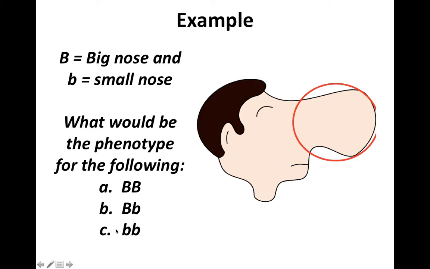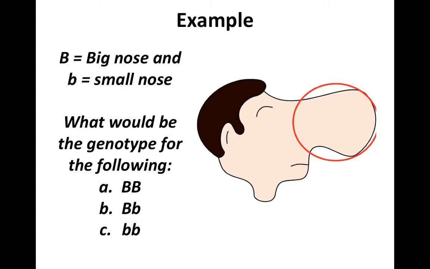Now C, two little b's right here. If I have two little b's, this is the only time that you're going to get this trait right here. So little b, the phenotype would be a small nose. Again, it's just kind of putting pieces of the puzzle together, and we're going to have more practice with it. All right, so genotypes, let's practice with this one.